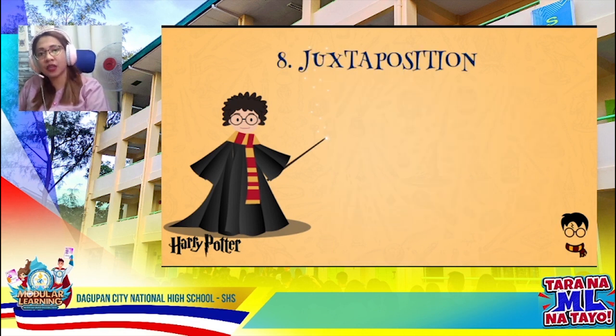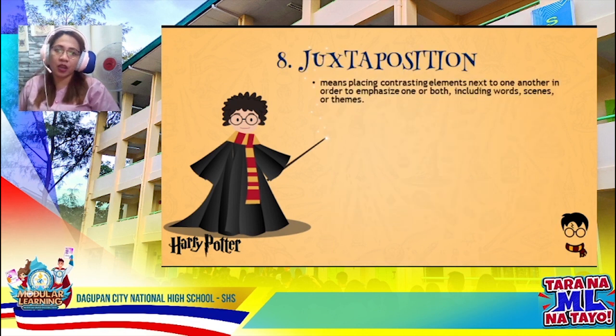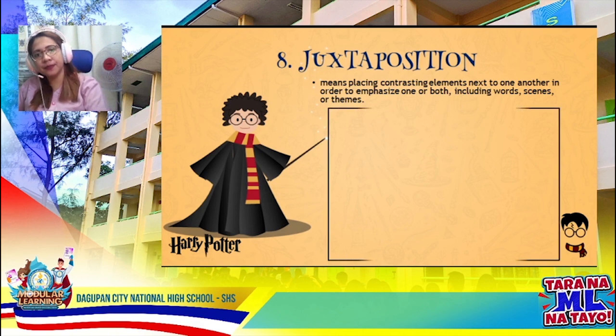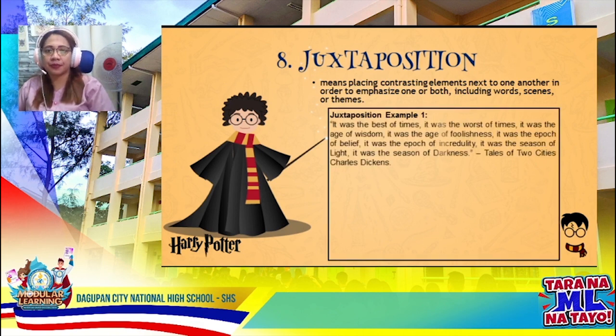Next we have juxtaposition. When you say juxtaposition, this means placing contrasting elements next to one another in order to emphasize one or both, including words, scenes, or themes. Example: it was the best of times.